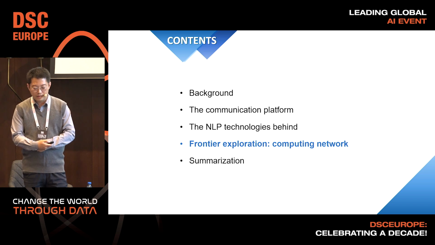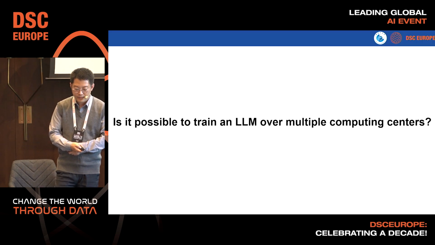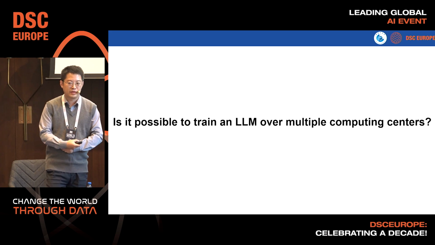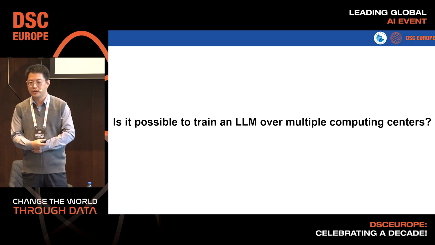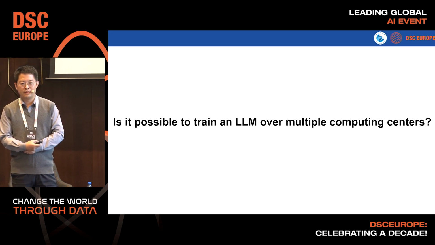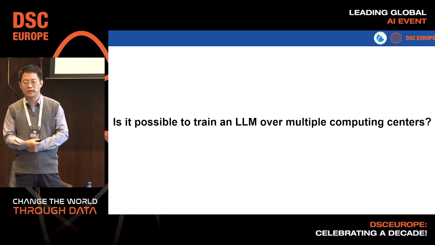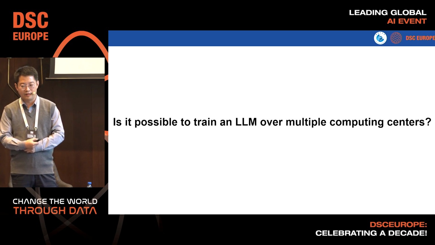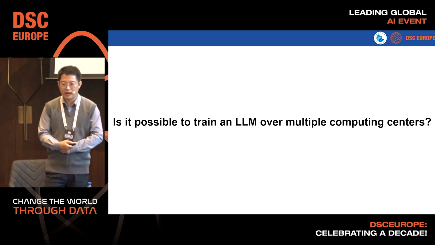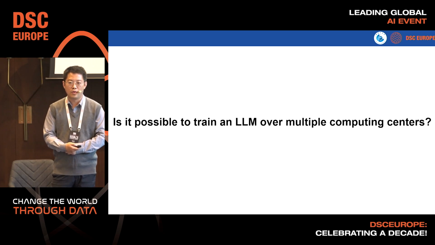Okay, then I'll introduce some frontier exploration other than the traditional ones. It's called computing network. So what is the motivation of conducting such kind of research? When you are training a large language model, for example GPT-3, the parameter scale is very large, like 175 billion parameters. Sometimes you don't have enough computational resources within one computer center.